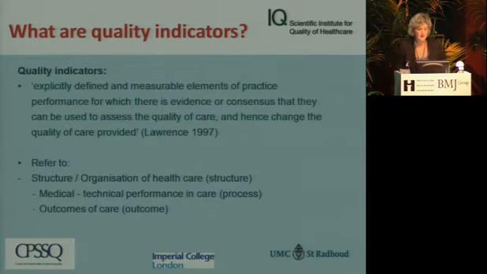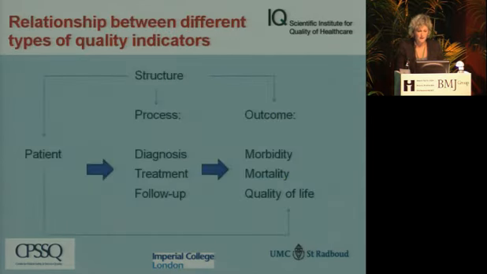Now, quality indicators can refer to the structure or the organization of healthcare. They can also refer to medical technical performances in care and also to outcomes of care. So there are different types of quality indicators. I think everybody knows that.